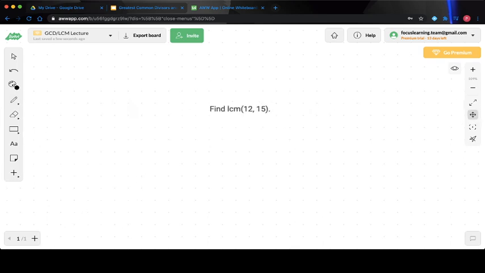So we're asked to find the least common multiple of 12 and 15. I'm going to first prime factorize these. So 12 is divisible by 4, so that'll be 2 squared. And it's also divisible by 3. If we check this, we get that 3 times 2 times 2 does equal 12. And 15 equals 3 times 5.